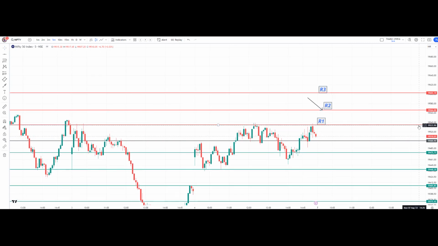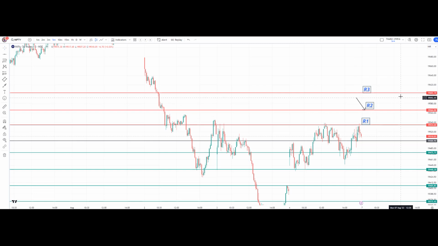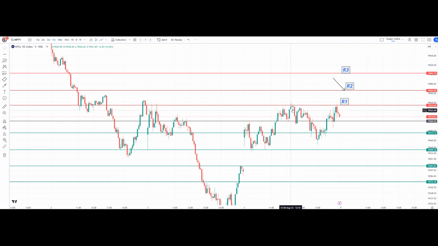After that, if Nifty is able to sustain above 19,534, the next resistance is 19,566. After that, the next resistance is 19,602. So this is the previous day high also, that is 4th August high. This I have shown in the daily chart also. Also, we can see this resistance level is the resistance level for 3rd August as well.